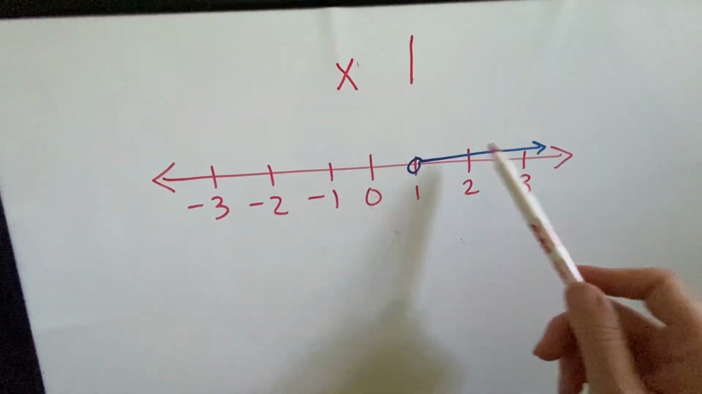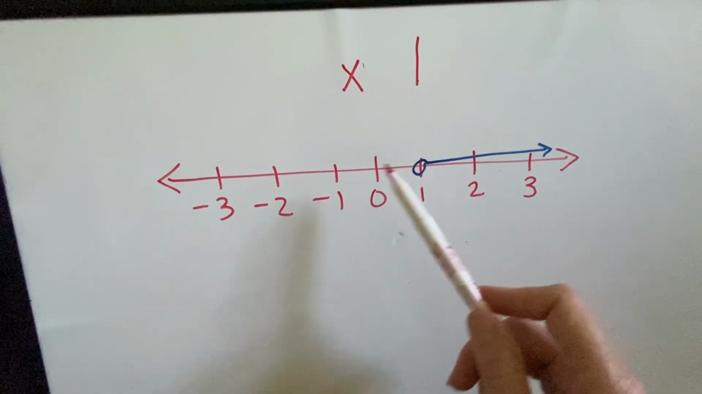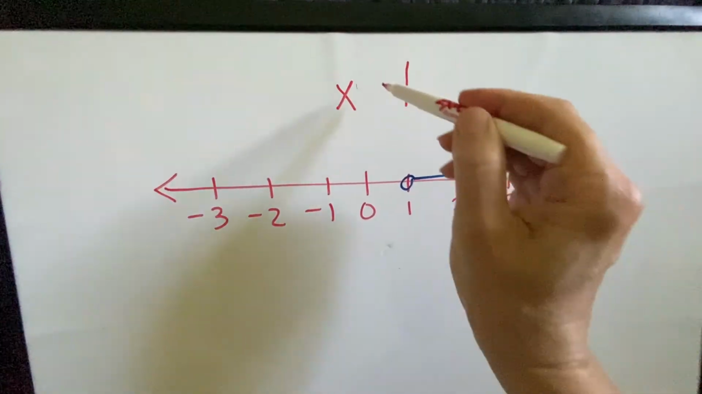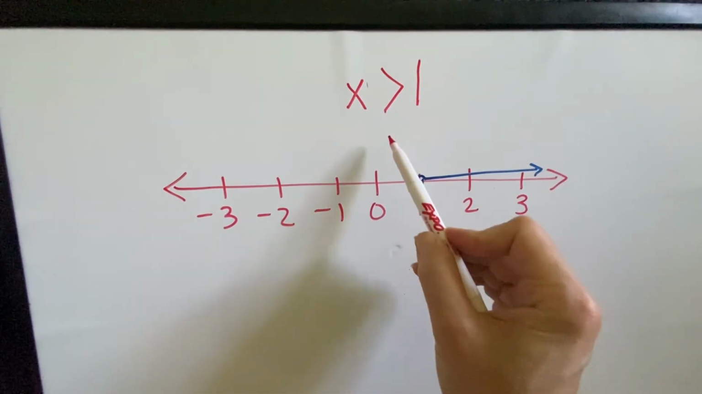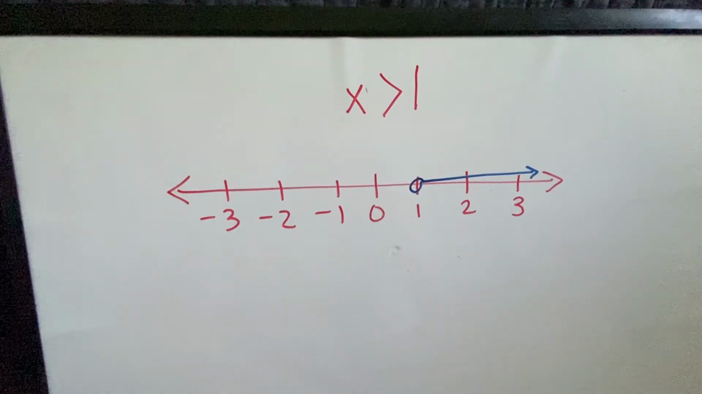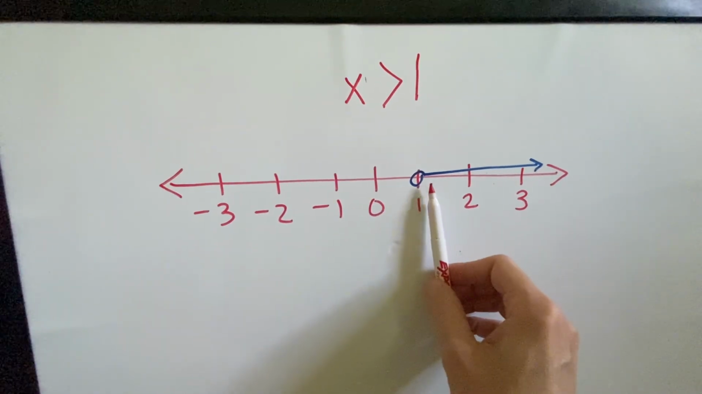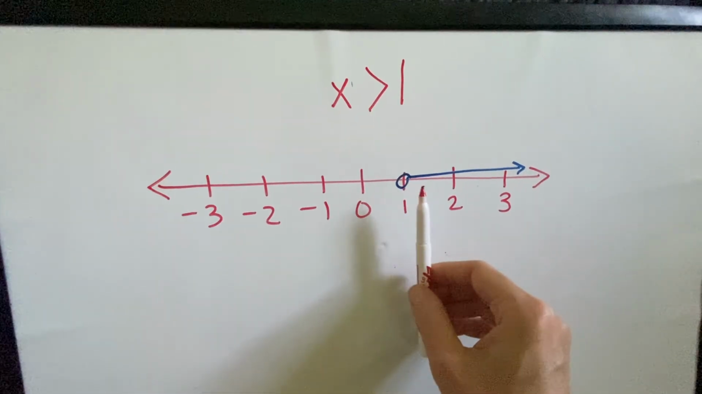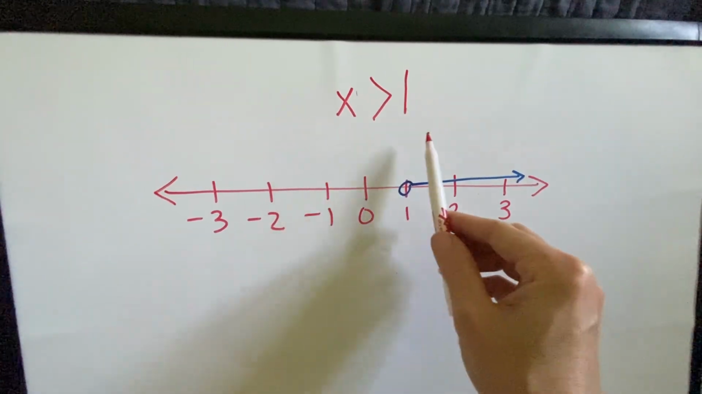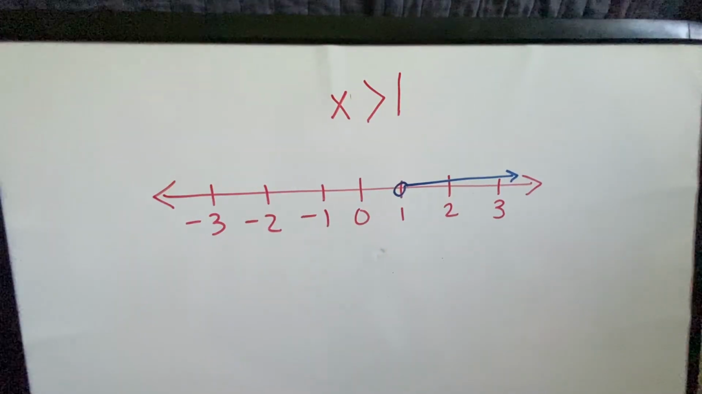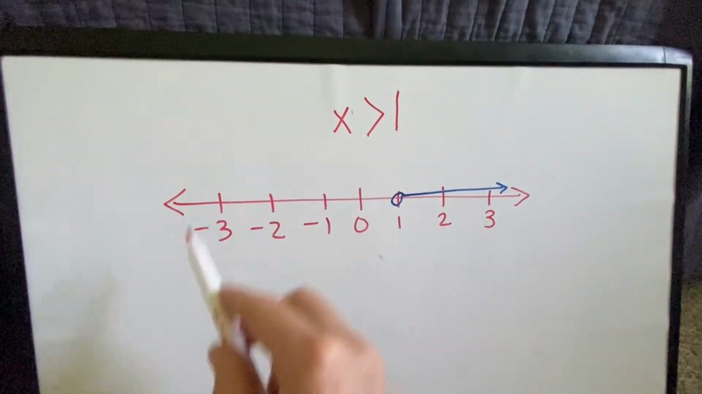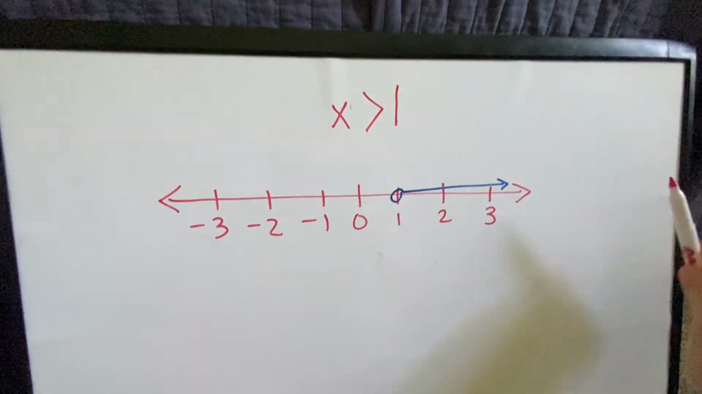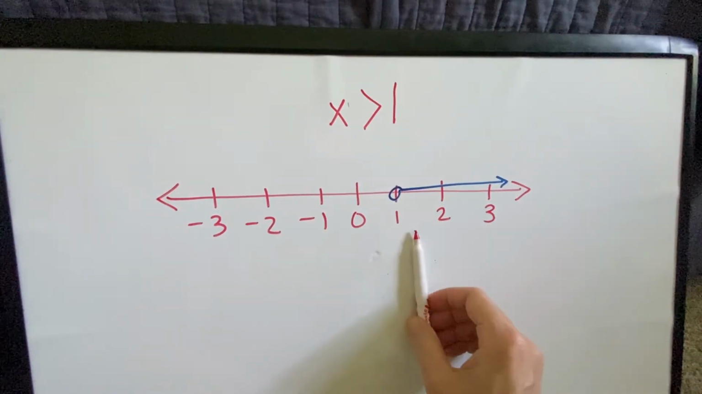Is the arrow going to the right, meaning bigger, or the left, meaning less? It's going to the right, so it's bigger. So x is greater than 1. Could be 1.5, could be 1 and 1/1,000,000th. It doesn't matter. X is going to be any number that's bigger than 1. That's what this graph says. So sometimes you'll be given the graph and you have to come up with the inequality. Sometimes you'll start with the inequality and you'll have to come up with the graph.